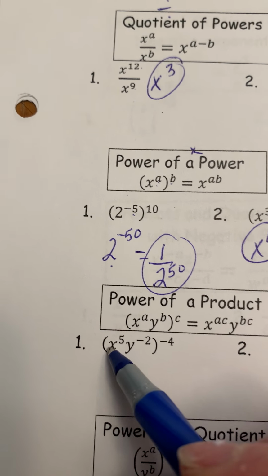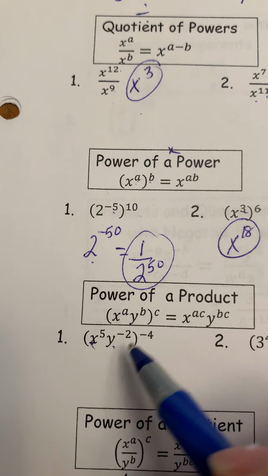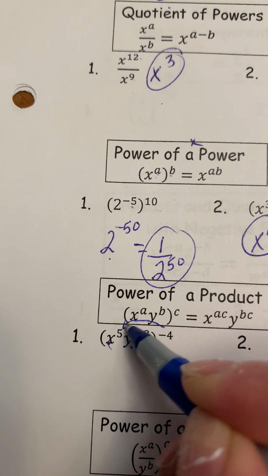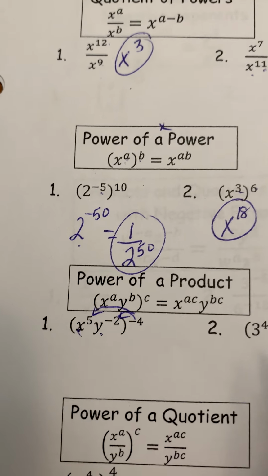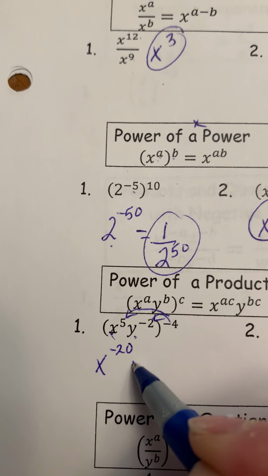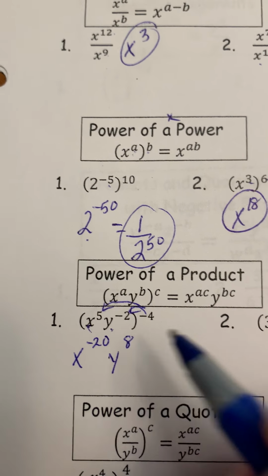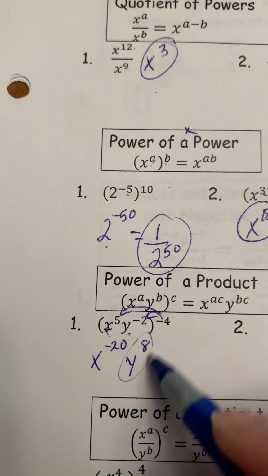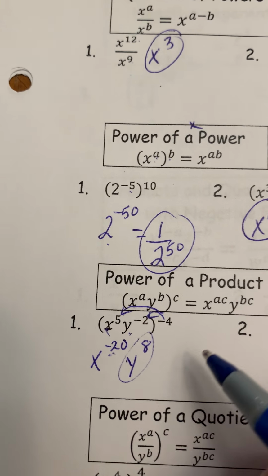Power of a product. So there's a product in here. We are multiplying in there. That means this exponent goes to this piece here, and it also goes to this piece. So it looks like this: x to the negative 20, y to the power of positive 8. Now this positive 8 is okay, but that negative 20 is not okay.